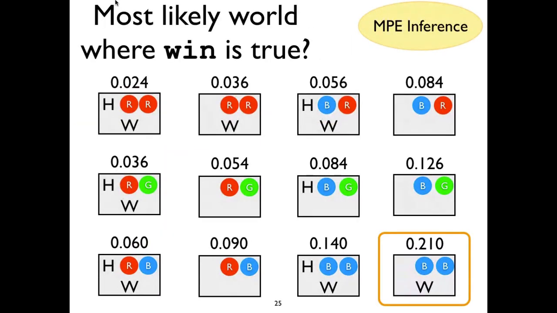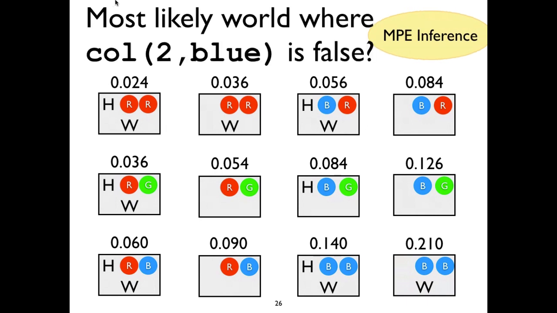Okay, now I can just use this to look at all these probabilities. What's the most likely world? Where winning is true, I can look at all my worlds and take the one that has maximal probability, and then I come up with the one in the bottom right. I can look at the most likely world where the second ball is not blue, and again I can find one.